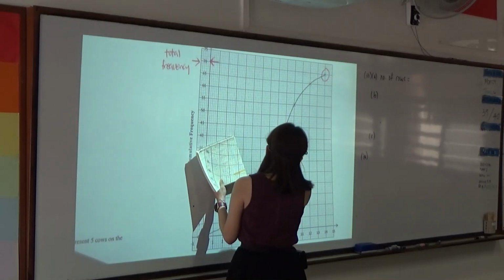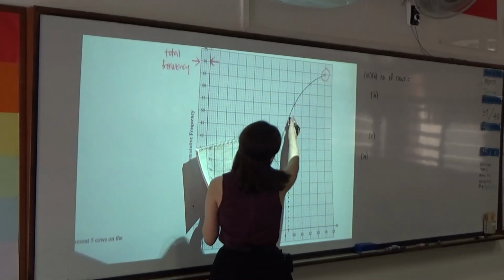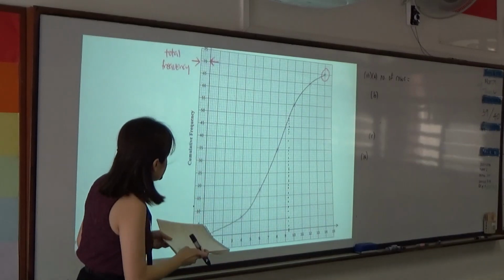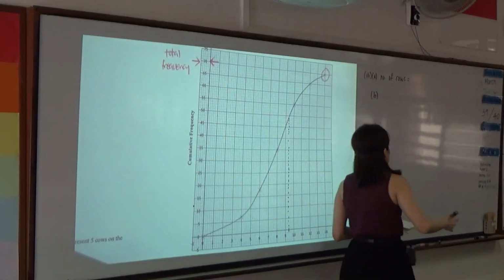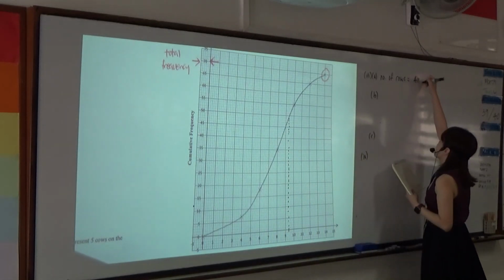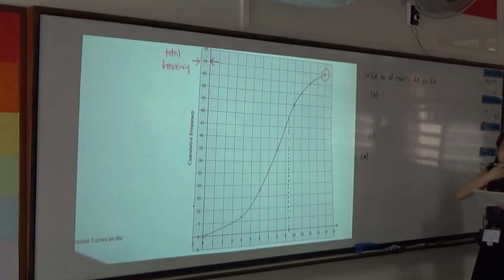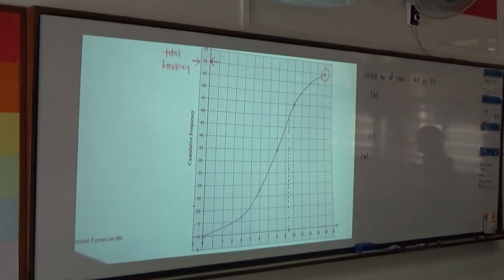When you read up, I think there is some flexibility, some allowance. So it's either you read it as 49 or 50, and either one will be an acceptable answer. If you want to read it as 49.5, well, realistically speaking, we can't have 49.5 cows, but these values here are really just an estimate.